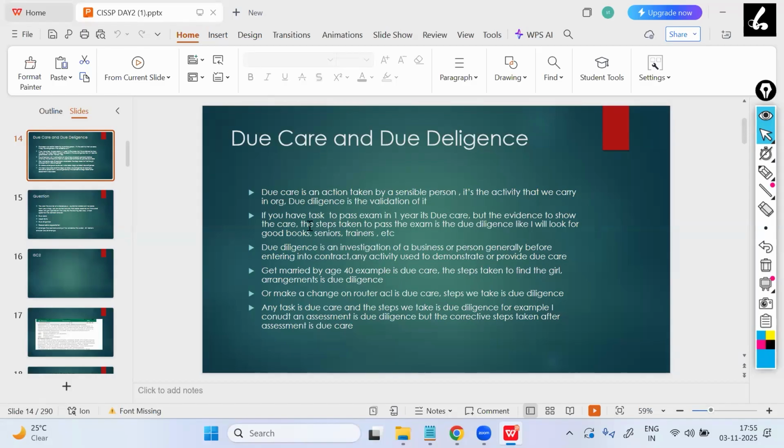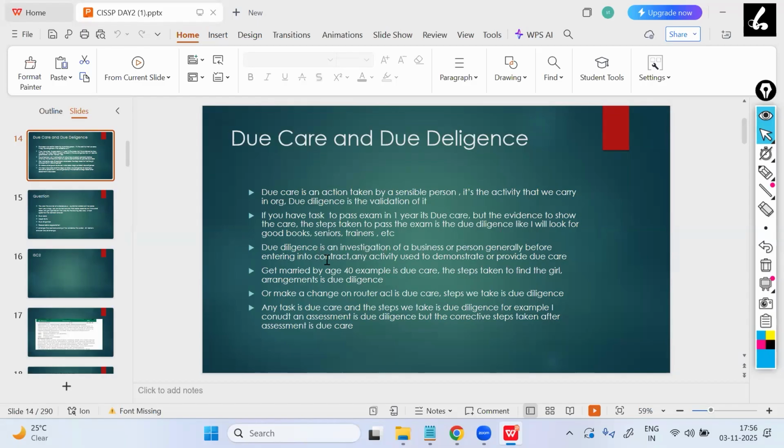If you have a task, let's suppose you have to pass an exam in a year, it is your due care that you pass the exam, but the evidence, the verification, would be that you passed the exam at the end. Your report card is the evidence, the due diligence, which will show whether you passed or failed the exam. So due diligence is the verification of anything, and due care is the steps that we took for that thing to happen. So due diligence equals verification or investigation of a business or person generally before entering into any contract.